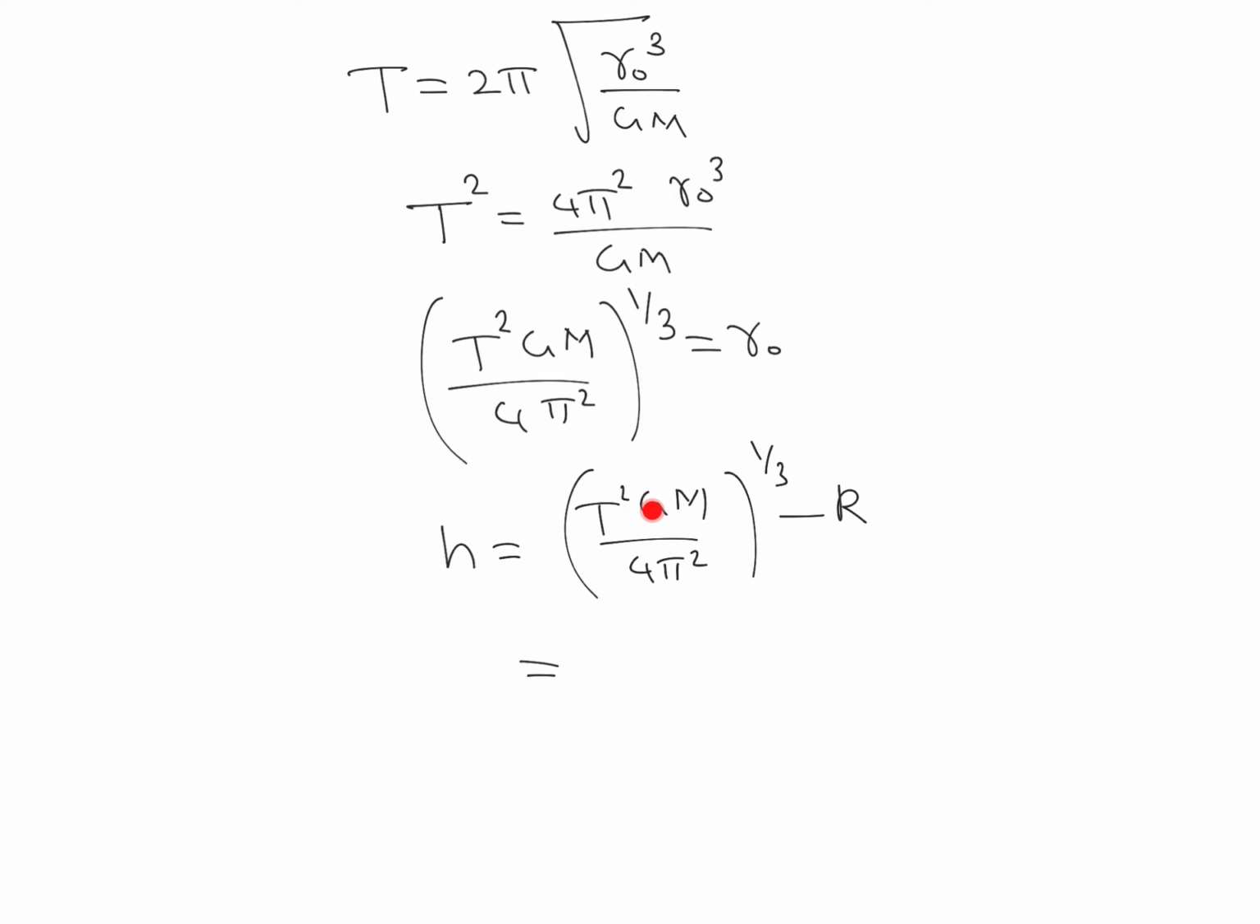The value of G, we know, is 6.63 into 10 raised to minus 11. And the value of M, mass of Earth, we can take as 6 into 10 raised to 24 kilograms, and 4π are constants, and radius of Earth is 6,400 kilometers. So while putting all these values, if you are able to calculate, then we can find the answer as nothing but 36,000 kilometers, or it is better to remember this value.